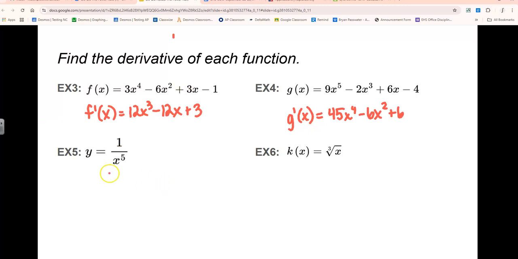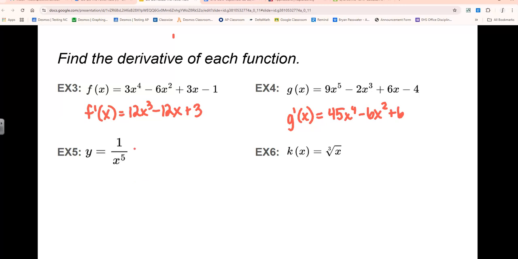Okay, now 5 and 6 are a little bit different. Because does our rule say anything about fractions or anything about roots? It does not. But there's some things we already know about fractions and roots that we can turn it into something that we can deal with. What could I do with a fraction that has a variable in the denominator.